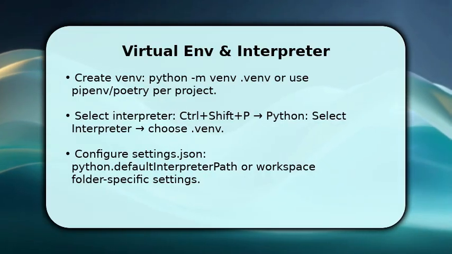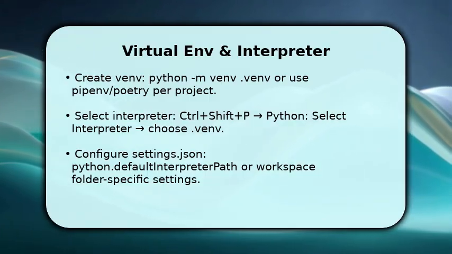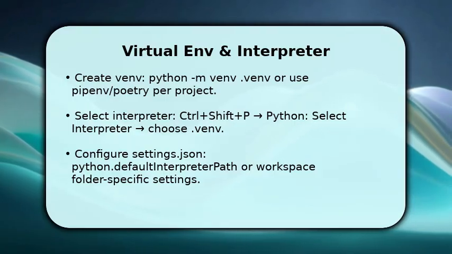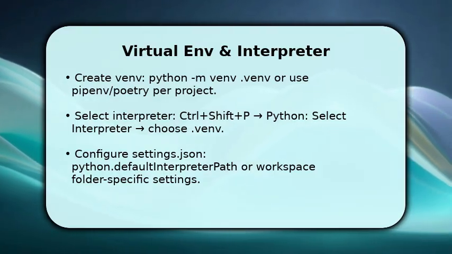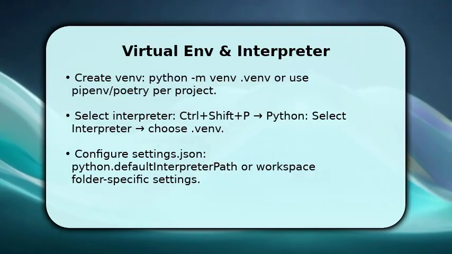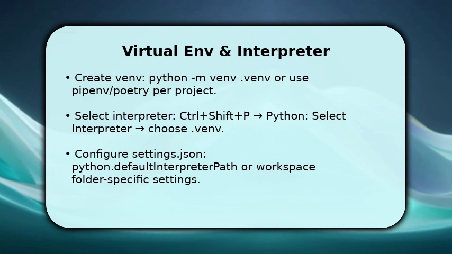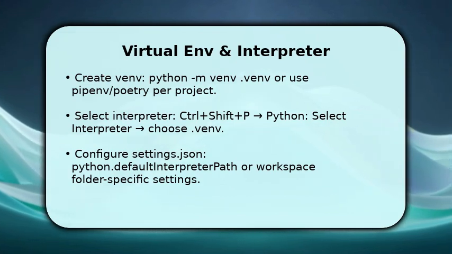Then use Ctrl+Shift+P and run Python: Select Interpreter, pick the venv interpreter to enable linting, auto-completion, and debugging in the workspace. Make sure workspace settings reference the interpreter path so teammates get the same config. After that, install your packages from requirements.txt.